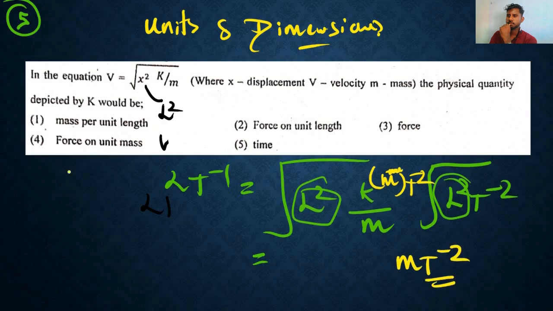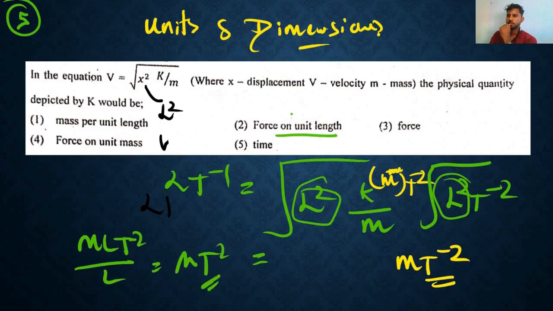So what are the dimensions? M T minus 2. Mass into T minus 2, we don't need length, of course. Mass per unit length, no. Force per unit length, MLT minus 2 divided by L, that's M T minus 2, right, yes. Force per unit length, correct. That's the answer, the second one.